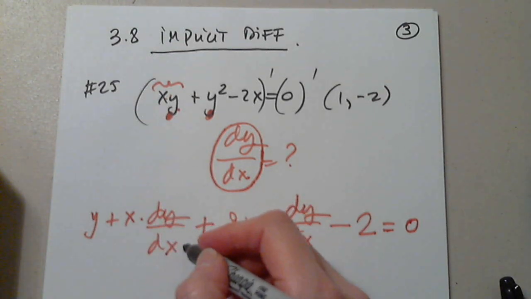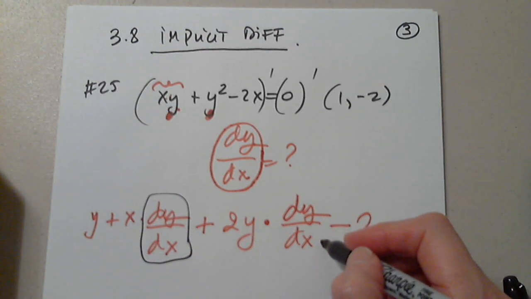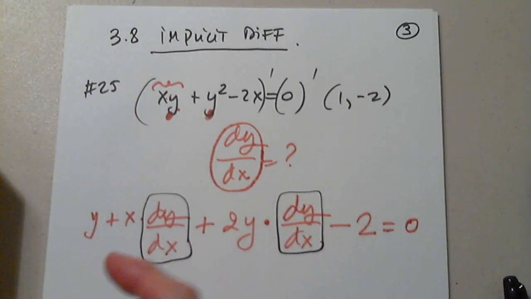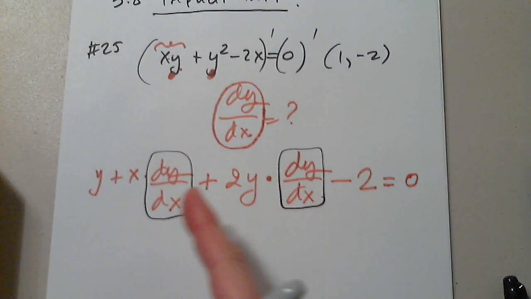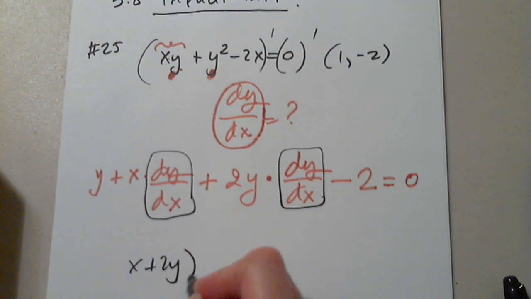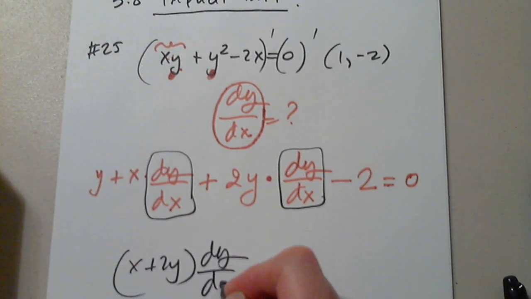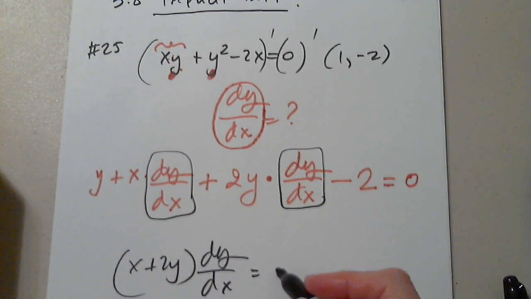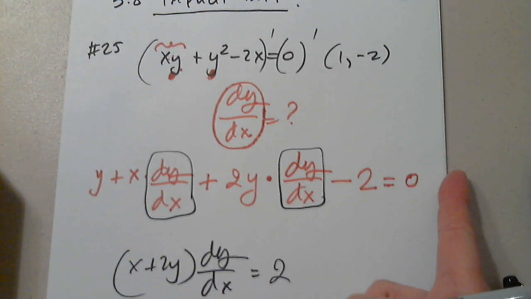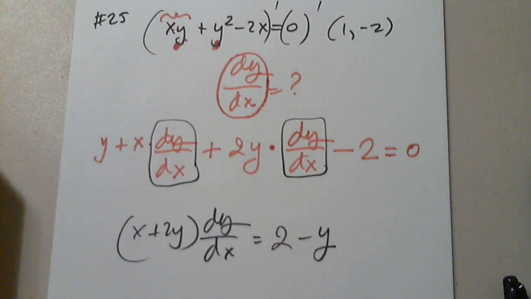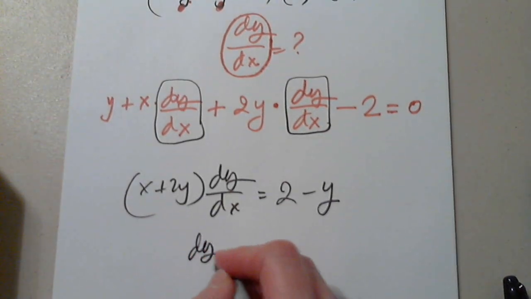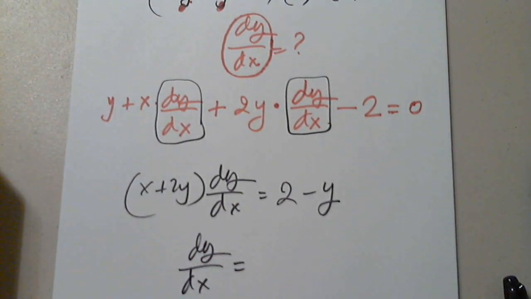Now from this point on, only algebra. This is algebra. This is the variable that we are after. Y has to go to the other side. 2 has to go to the other side. And here we factor out. So we have x plus 2y times dy over dx equals 2. It was negative. It changes its sign. It was positive. It changes its sign. Can anyone give us the last form for dy over dx?